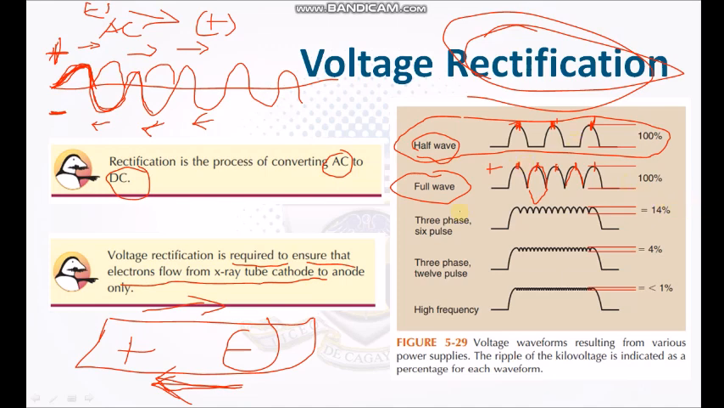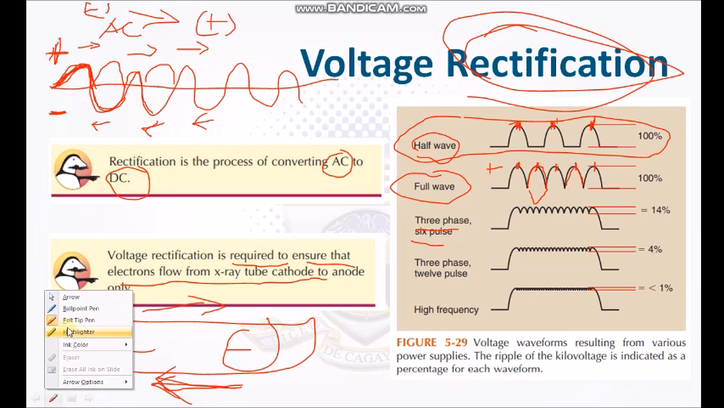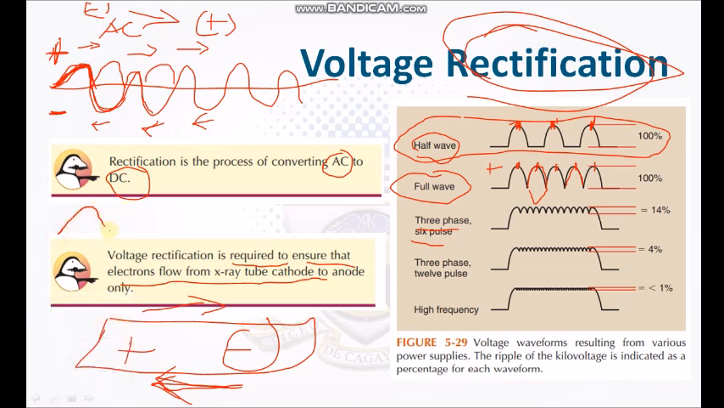Okay, and then we also have three-phase 6-pulse. The three-phase refers to the number of sine waves. For example, this one is only one sine wave. This is the first phase. This is the second phase. And then this is the third phase. So there are three phases, three sine waves.